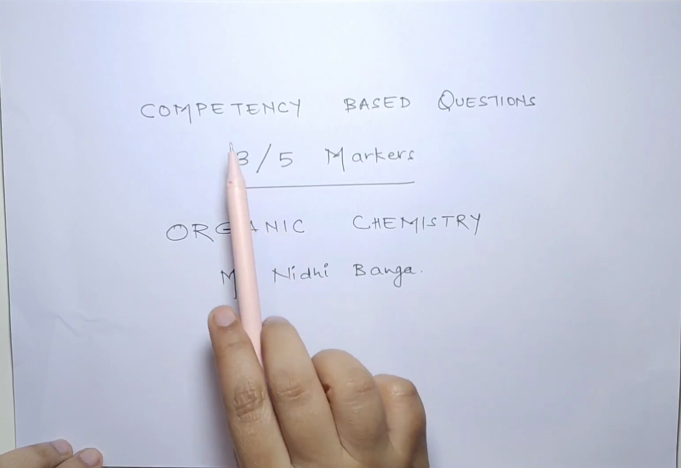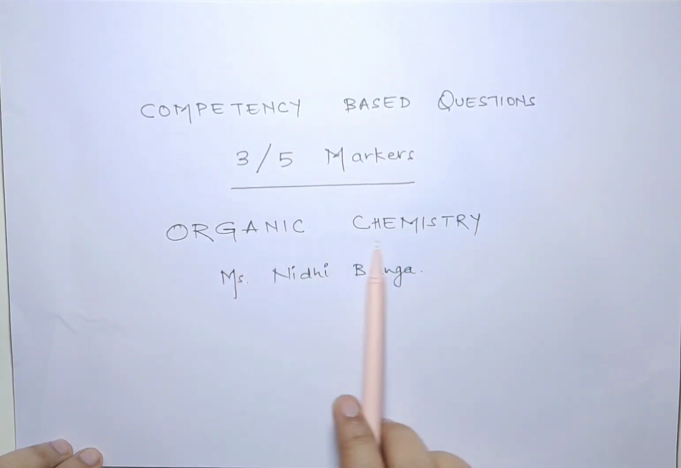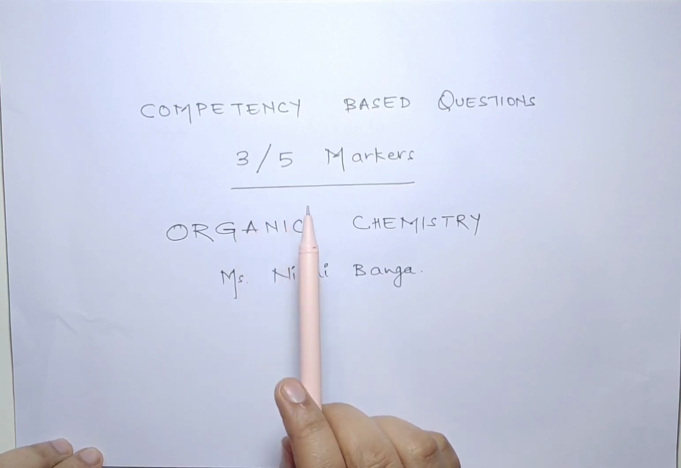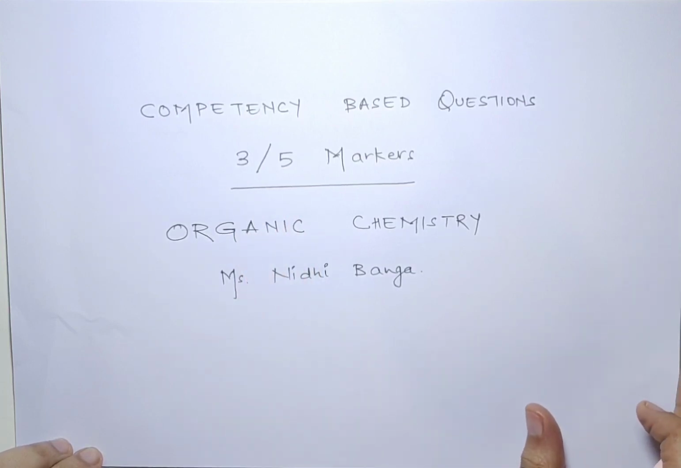Today we will be talking about competency based questions from all of the organic. These are asked for generally 3 to 5 marks and they're almost always asked. They're very commonly seen in board exam papers.